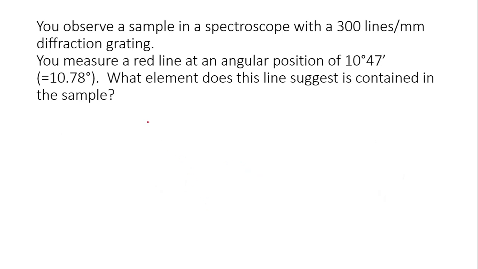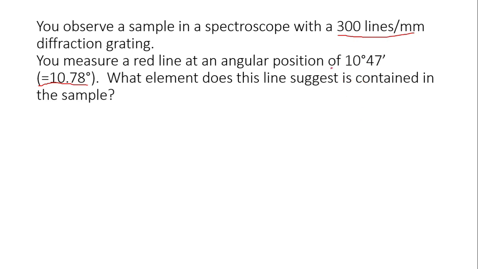So this is an example spectroscopy problem. Let's say that I have a sample in a spectroscope, and I'm using a grating. This grating happens to have 300 lines per millimeter. And we find a red line that's at 10.78 degrees. Just because you might see it, I'll explain the other weird thing in a sec. But for now, we'll just call it 10.78 degrees. So what would this potentially tell me about the sample? I don't know what this gas is, but I know that it has a line at 10.78 degrees on my spectrometer that employs a 300 lines per millimeter grating.